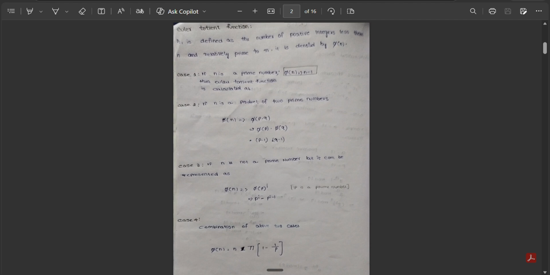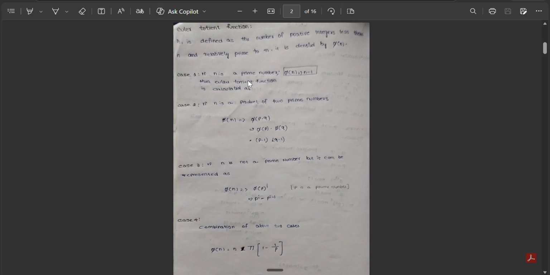Case one: if n is any prime number, then how are we going to find the Euler Totient function? It is simply n minus 1. Next, if n is a product of two prime numbers, then we write the Euler Totient function of n as the Euler Totient function of p into q. We split it into the Euler Totient function of p into the Euler Totient function of q. Here we know that p and q are two prime numbers. So what will be the Euler Totient function of a prime number? p minus 1 into q minus 1.